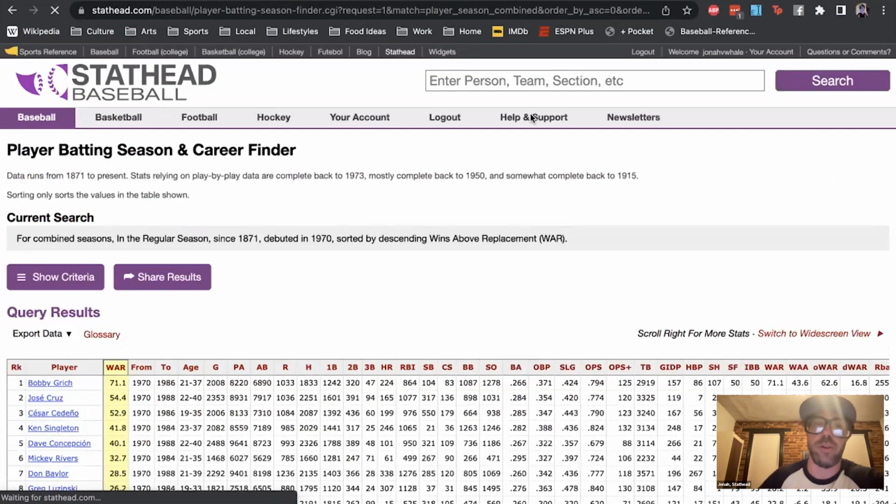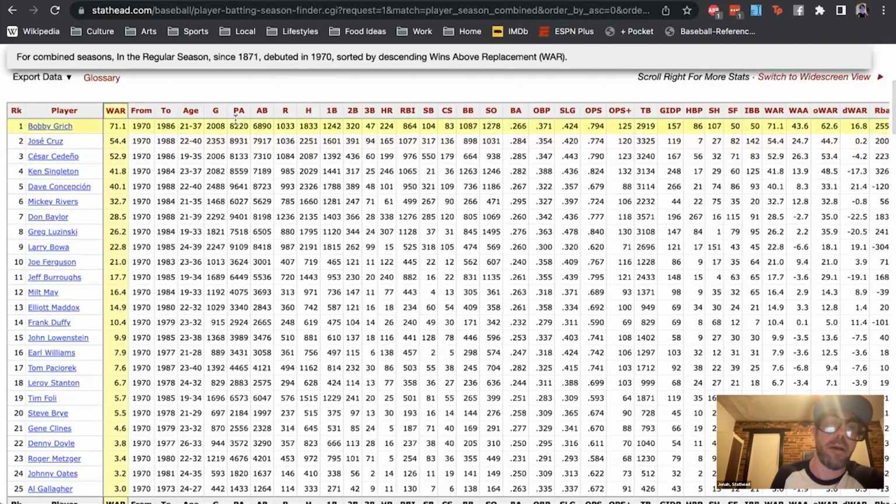When this is finished running, it's going to give me the leaderboard of hitters with the most WAR, hitters who debuted in 1970, in order of most WAR to least. So Bobby Grich is the winner here with 71.1. And then you could go run the same search in the pitching season finder if you weren't just looking for hitter WAR, if you wanted to see overall player, hitter and pitcher.